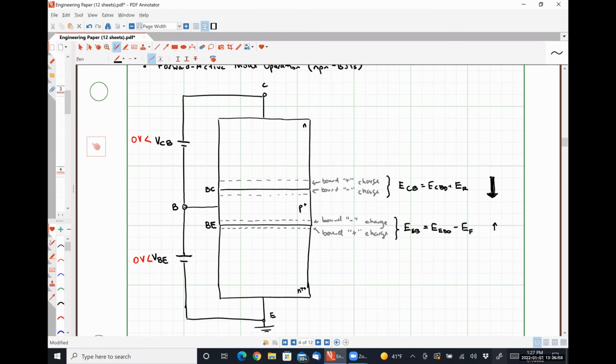A larger electric field downwards? Yes, significantly larger, absolutely, which is why this arrow is teeny tiny and this arrow is real big. That was my goal.